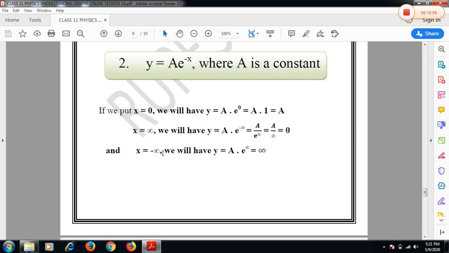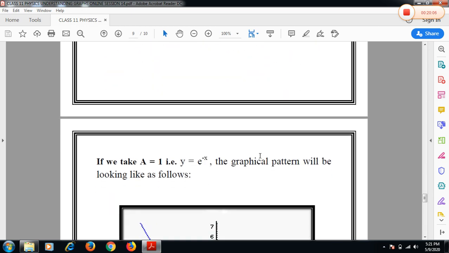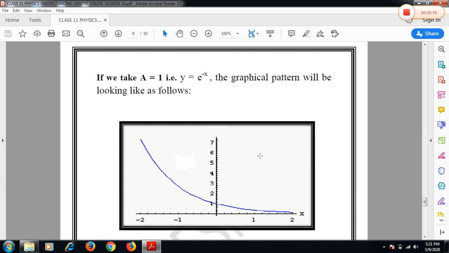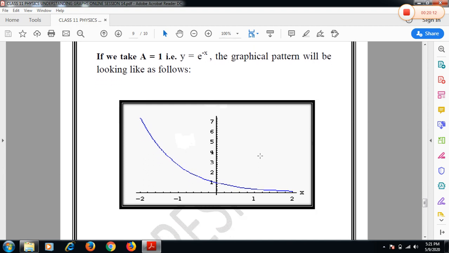At x equals minus infinity, we have y equals a into e to the power infinity, which results in infinity, right? Now let us assume, like the previous one, a equals 1. So the equation will be y equals 1 into e to the power minus x, that is y equals e to the power minus x. The graphical pattern will look as follows.